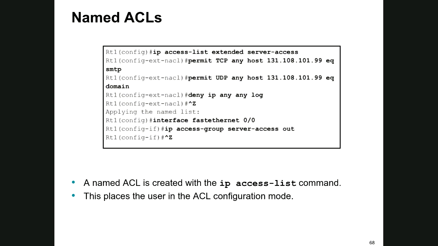In our case, it would change this to a standard named access control list, and you would put in the exact same lines of code we already talked about. Put in some permits and a deny. And then you would apply it to an Ethernet port in an inbound or outbound direction. But instead of using access group 99, you would say access group server access, and you would apply it to that.